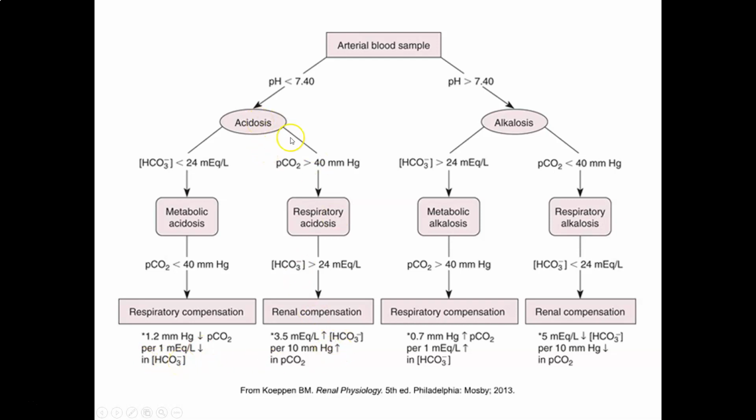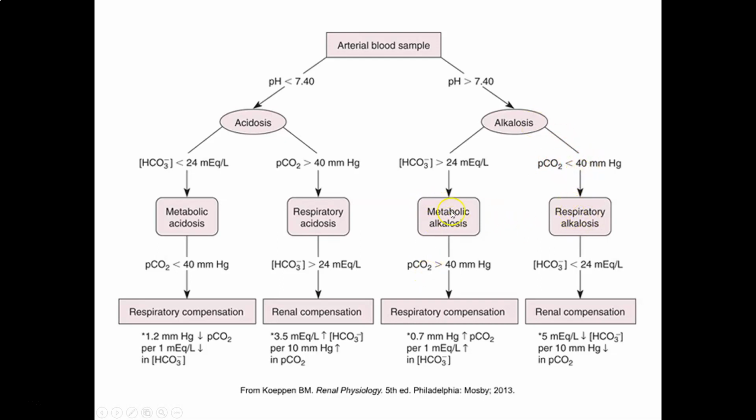Here, if you're in respiratory acidosis with a high PCO2, and the bicarb is above 24, then you have renal compensation, and there will be a 3.5 milliequivalent rise in bicarb for every increase of 10 millimeters of mercury in PCO2. On the other side, in alkalosis with high pH, again you look at whether the bicarb component is out of whack; if it's high, you have metabolic alkalosis. And if the CO2 component is low, then you have respiratory alkalosis.